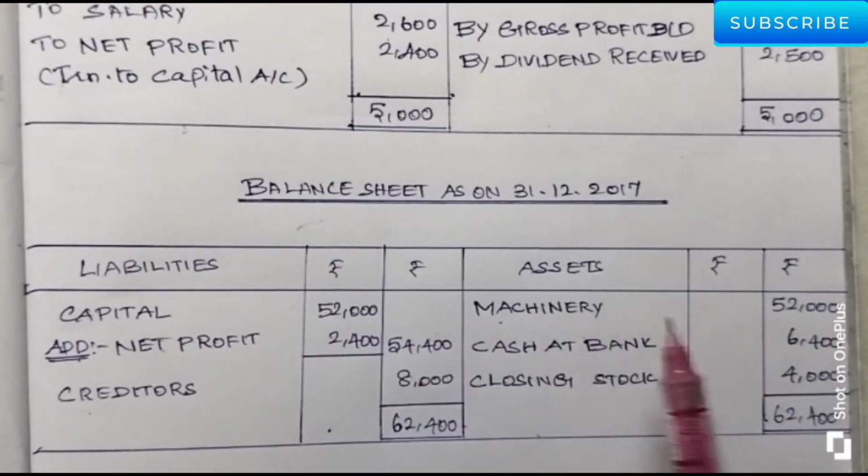After adding all the amounts on both sides, we got 62,400. So we get the same total on both sides.